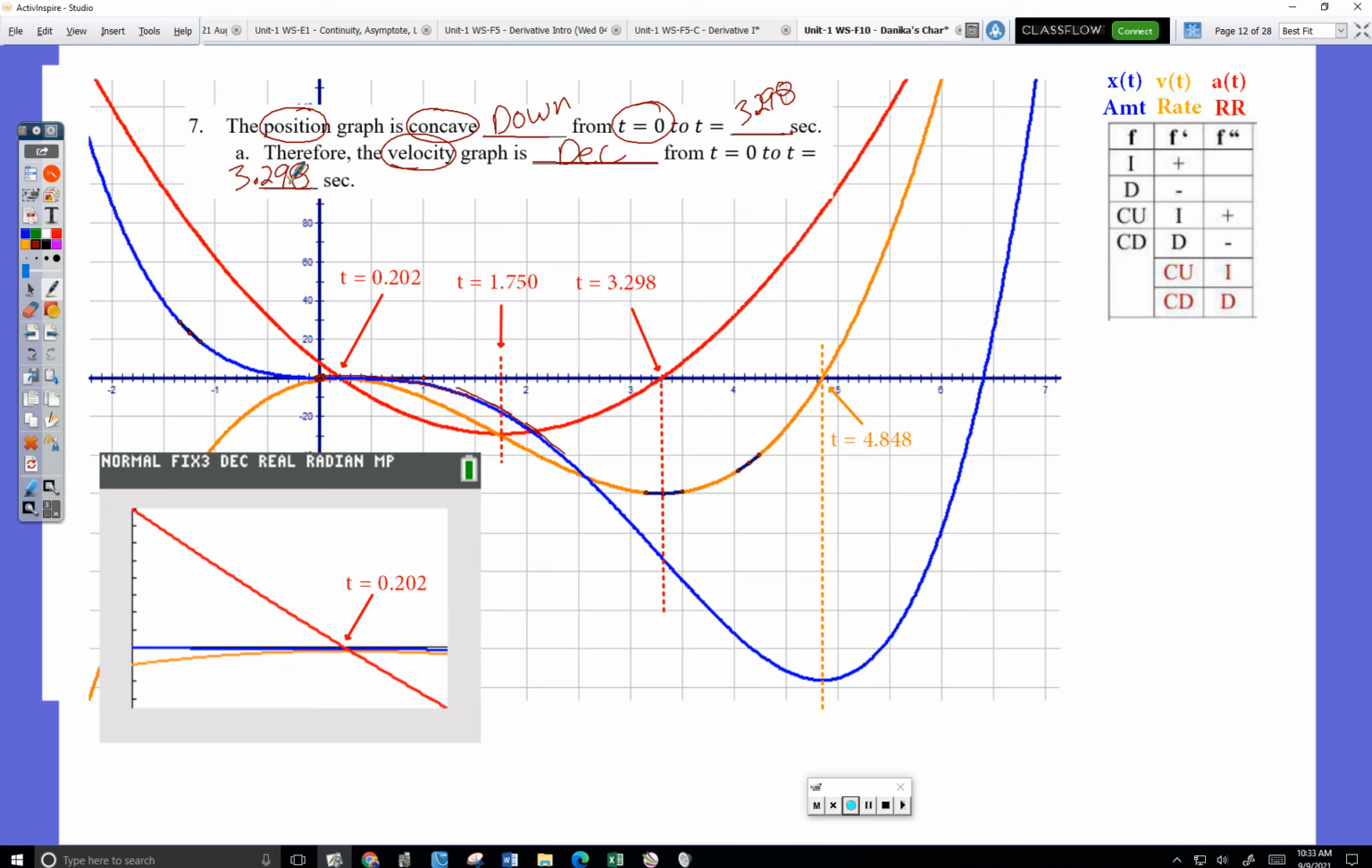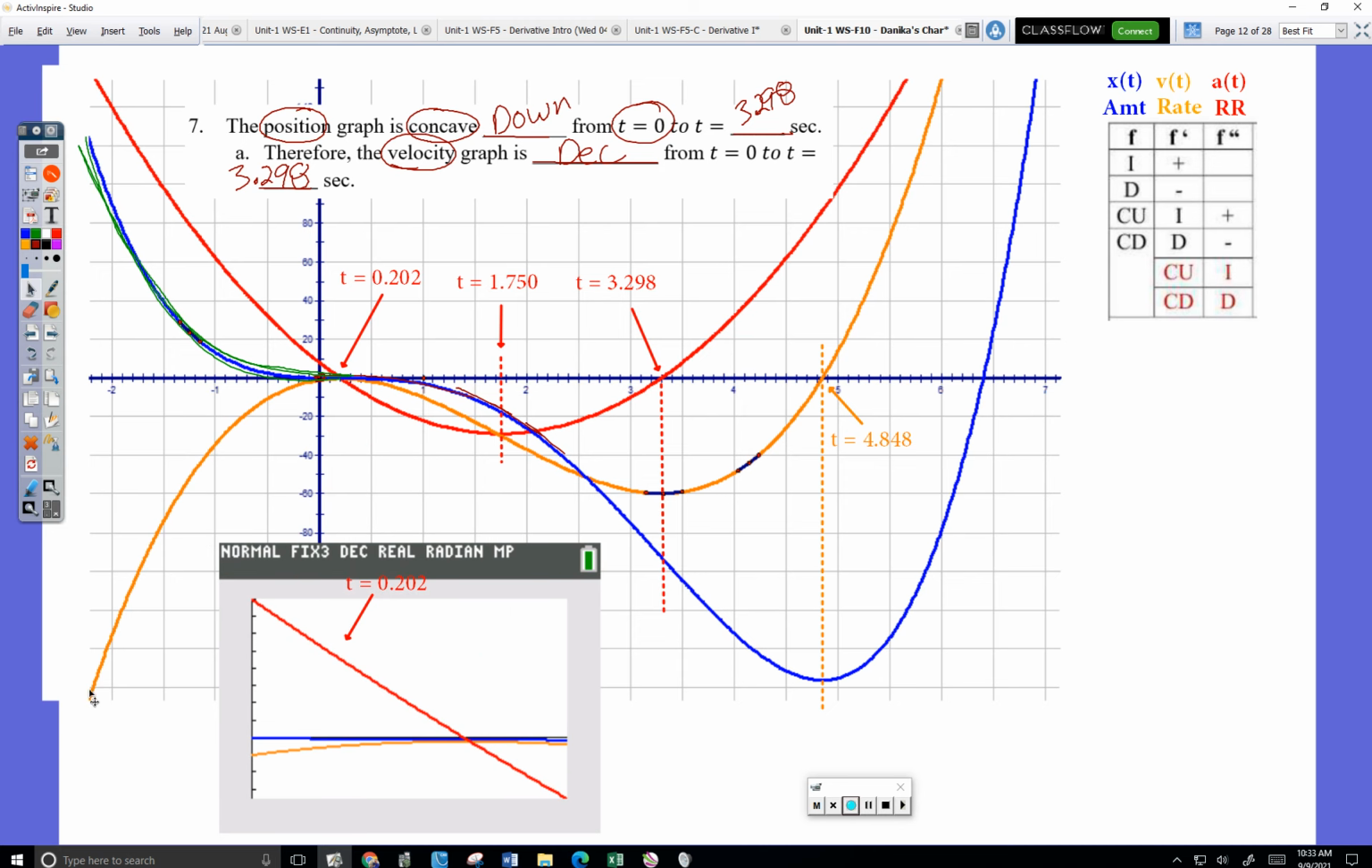Oh, for sure. Stay with me, Isaac. The position graph is definitely concave up here, which means the velocity graph must be increasing during that same time period, which the velocity graph is. Does that make sense so far?